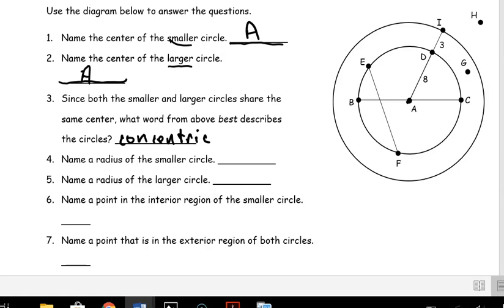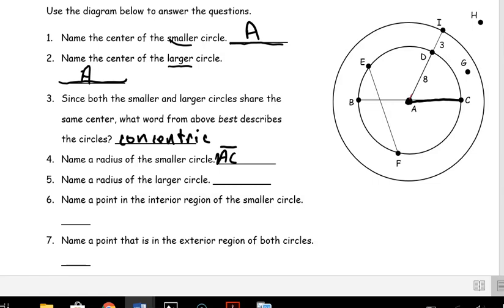Number four, name a radius of the smaller circle. So there's a couple here that we could write down, but the radius has to extend from the center out to the smaller circle. So one radius that we could name is AC. It is a segment, so we put the little segment symbol above it.